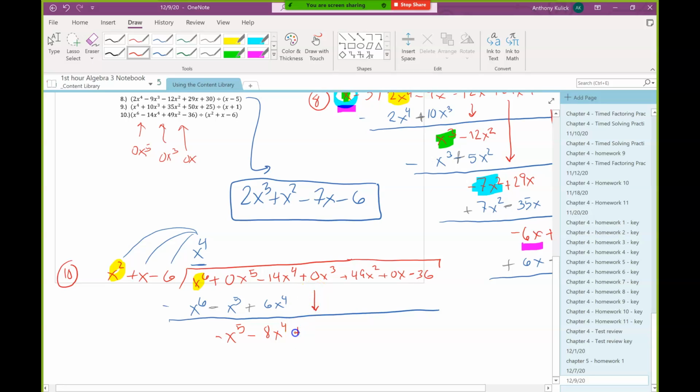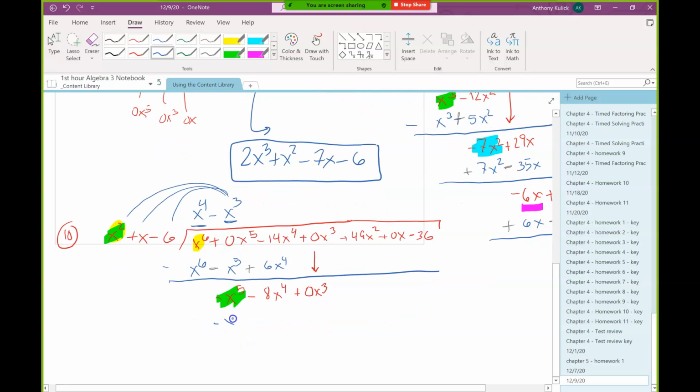And then we'll bring down the next piece. And then we'll go back to the top. We'll ask ourselves, okay, how many times does x squared go into negative x to the 5th? Well, that's just going to be negative x to the 3rd, because negative x to the 3rd times x squared gives me negative x to the 5th. Go ahead and multiply that to the entire divisor. So that gives me negative x to the 5th minus x to the 4th plus 6x to the 3rd.